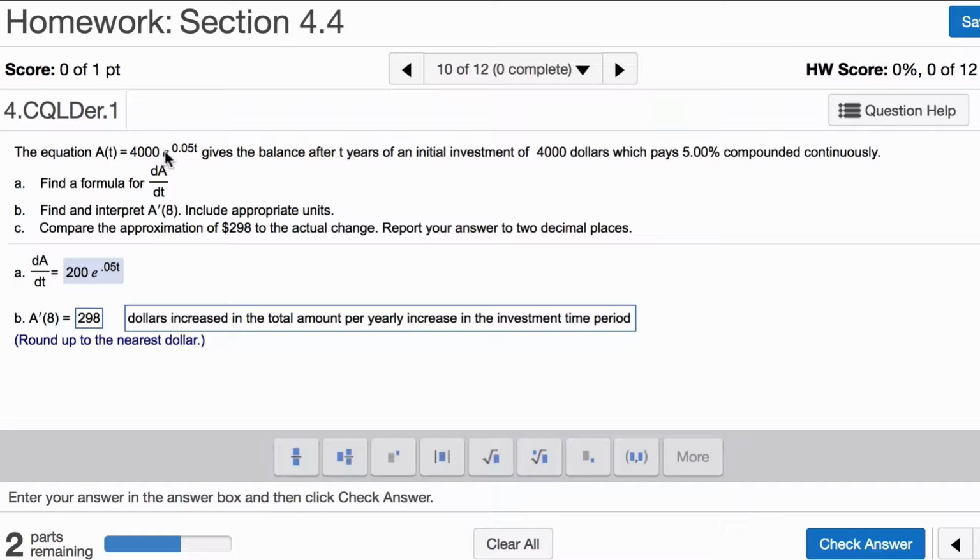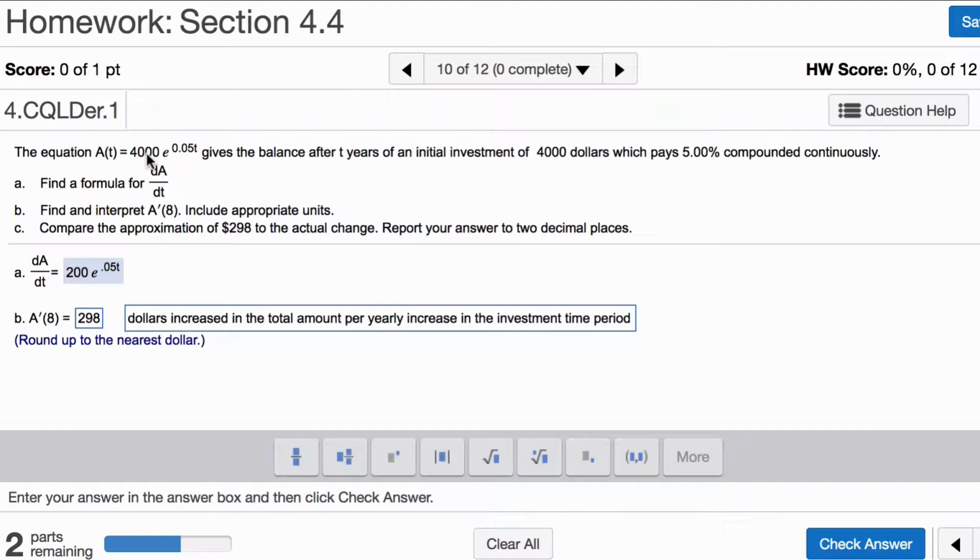And then this is the continuous interest. It's e times the rate, which is 5%, or we call it 0.05 in the decimal form, times t. So the first thing we need is the formula for the derivative. Let's review this real quick.